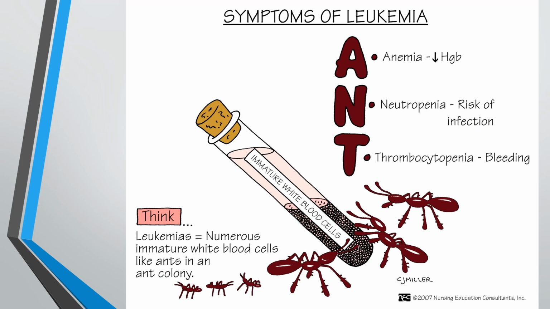So this slide just gives you a recap of symptoms of leukemia. We know they're going to be anemic because of the decreased hemoglobin. They'll be neutropenic, which puts them at high risk for infection. And they'll be thrombocytopenic, which just increases their bleeding. So we can think of leukemias as numerous immature white blood cells like ants in an ant colony, right? They just keep developing these immature white blood cells because that's all the body knows. So that's just a recap.